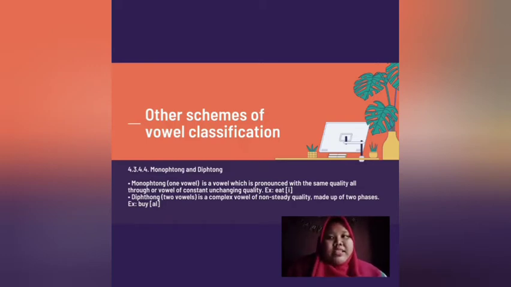The last is monophthong and diphthong. A distinction is also made in vowel production, namely monophthong and diphthong. Monophthong, or one vowel, is a vowel which is pronounced with the same quality all through, or a vowel of constant unchanging quality. For example, it. The vowel is I. And then diphthong, or two vowels, is a complex vowel of non-steady quality made up of two phases. For example, by. The vowels are A and I.